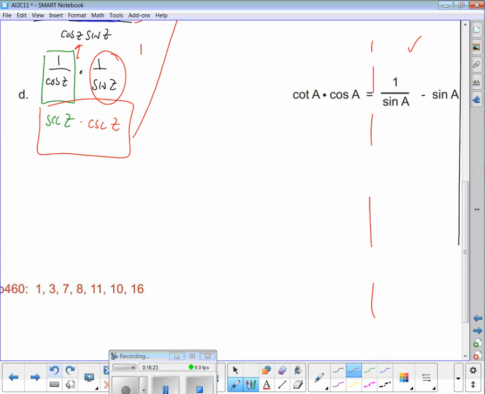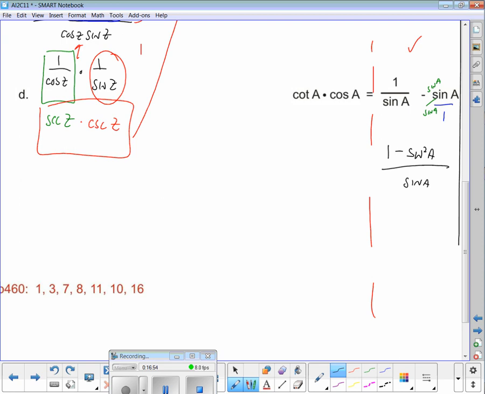Okay. So I'm already looking, and I'm saying, you know what? I got to add these fractions up. How do you add fractions up? I need a common denominator. So I have to multiply the top by sine A and the bottom by sine A, right? Now I'm ready to add my numerators. 1 minus sine squared A over the common denominator of sine A. You okay with that?